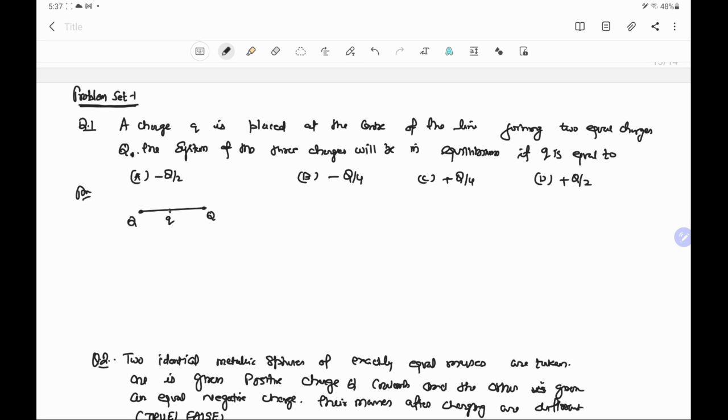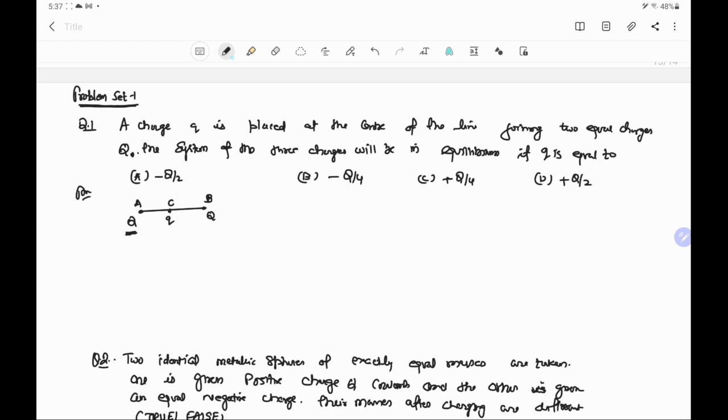Here, say this is the point A, this is the point B, and this is the point C. Charge q at C will always be in equilibrium, either it is positive or negative, whatever the value is. So it does not affect the equilibrium position. Now we have to consider the equilibrium of any of the charges, say the charge at A. It should also be in equilibrium.